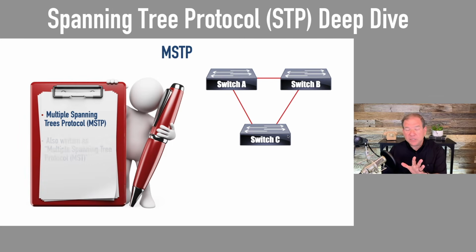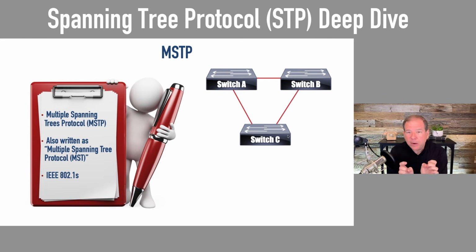Or sometimes you see this written as simply MST for multiple spanning tree protocol. It's a standard. It's IEEE 802.1s if you want to jot that down just for your notes. 802.1s. And here's the idea. We love the benefit of giving each VLAN its optimal spanning tree topology. But we realize if I've got hundreds or thousands of VLANs, which is very possible in a data center.